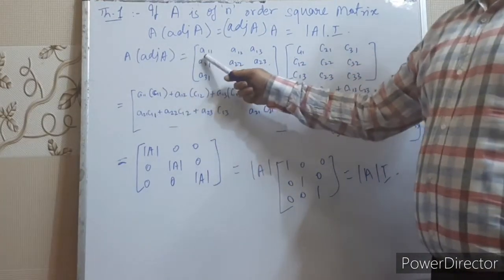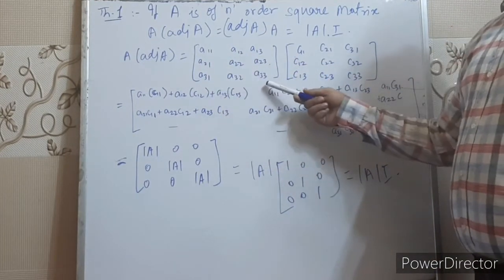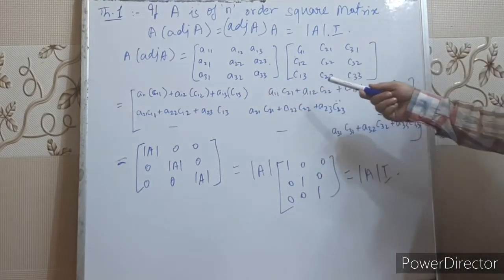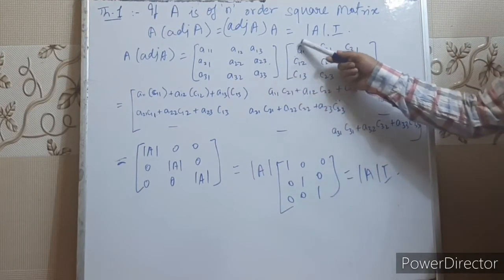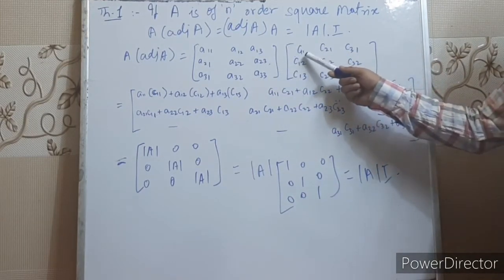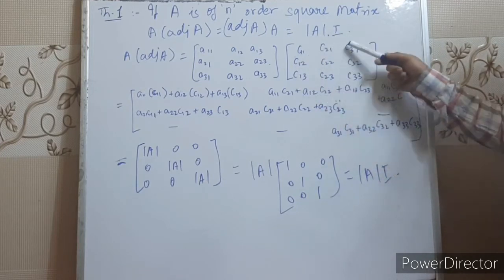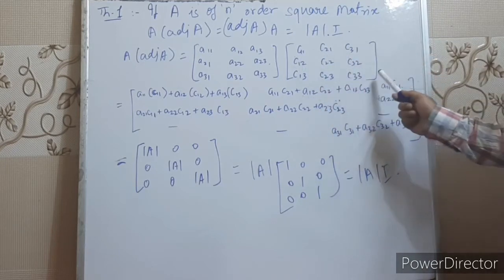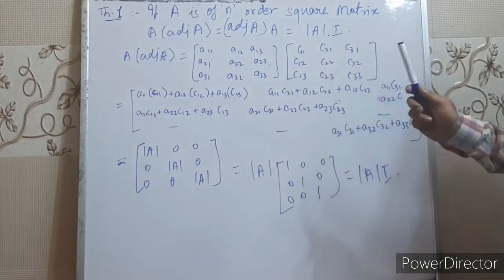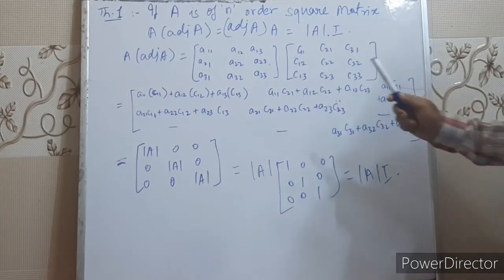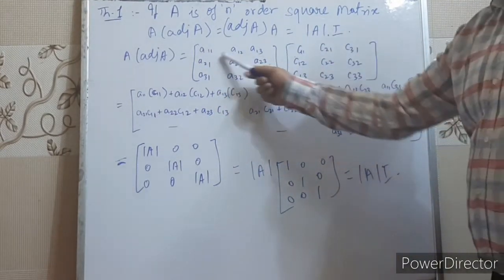Suppose a matrix is represented as A11, A12, A13, A21, A22, A23 and A31, A32, A33. The adjoint of this matrix will be the transpose of the cofactor matrix. When we take the transpose of the cofactor matrix, it will be C11, C12, C13. The first row will become the first column, second row the second column, third row the third column. So this will be our adjoint A, right? Both are 3 by 3 order matrices, children. When we multiply, how do we multiply? First row with first column, second row with second column, third row with third column.